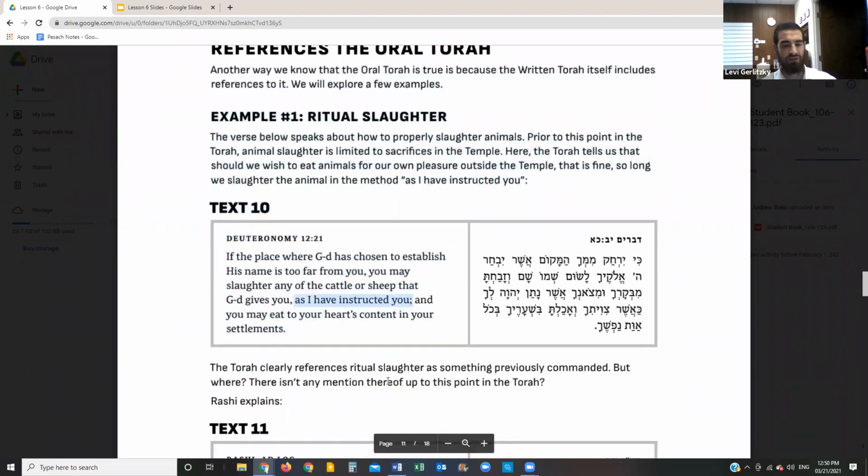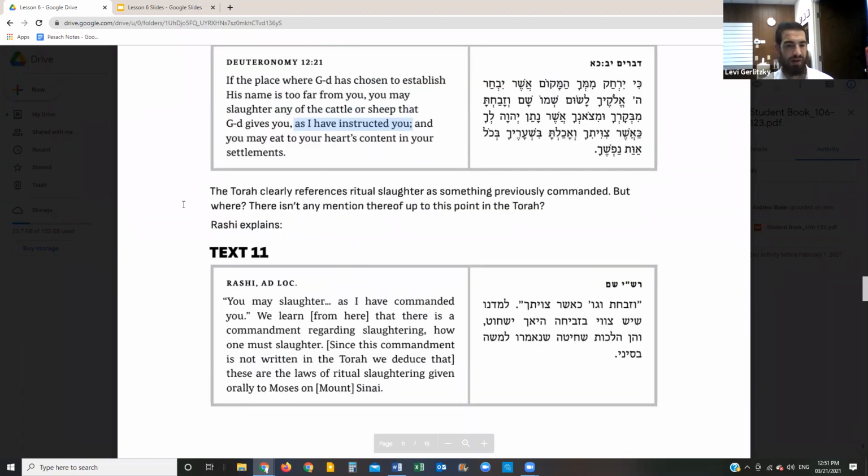He doesn't say that you have to use a sharp knife and cut it from the bottom of the neck, and make sure that there's no waiting and you cannot tear it, and you have to check the animal to make sure it's healthy. It doesn't say that clearly in the Torah. So let's read over here the commentary. And Caroline, if you'd like to read the Torah and then text 11.